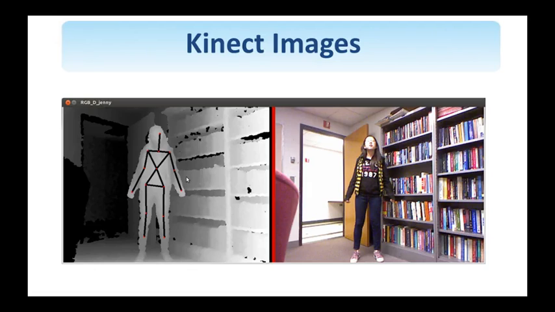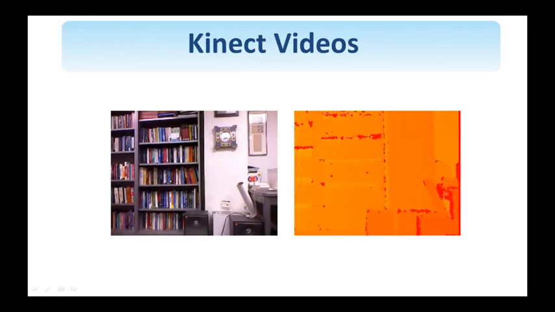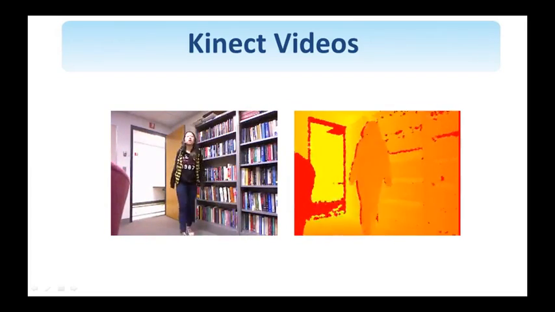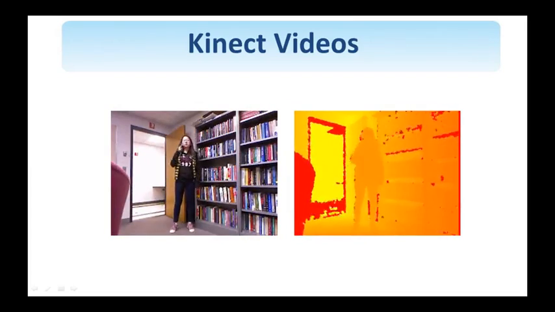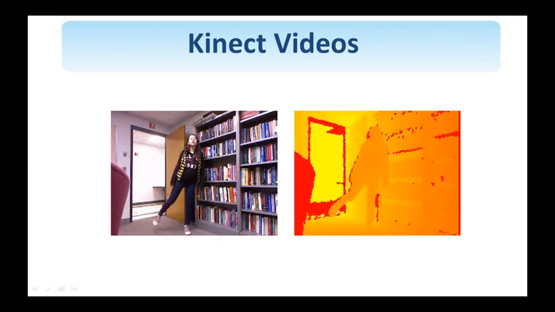So you see here the skeleton of the person on the left image. So here's the person, this is the depth map, and also the Kinect provides a visible image shown here. So you see the visible and the corresponding depth image that shows where the person stands and where the door is and so on. We can see here a short video that shows both the visible image as well as the depth image acquired by the Kinect camera.